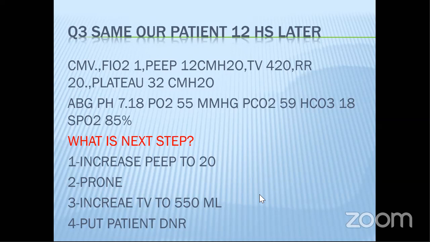So what is the next step? Increase PEEP to 20, prone position, increase tidal volume to 550, or you can choose to put your patient DNR.